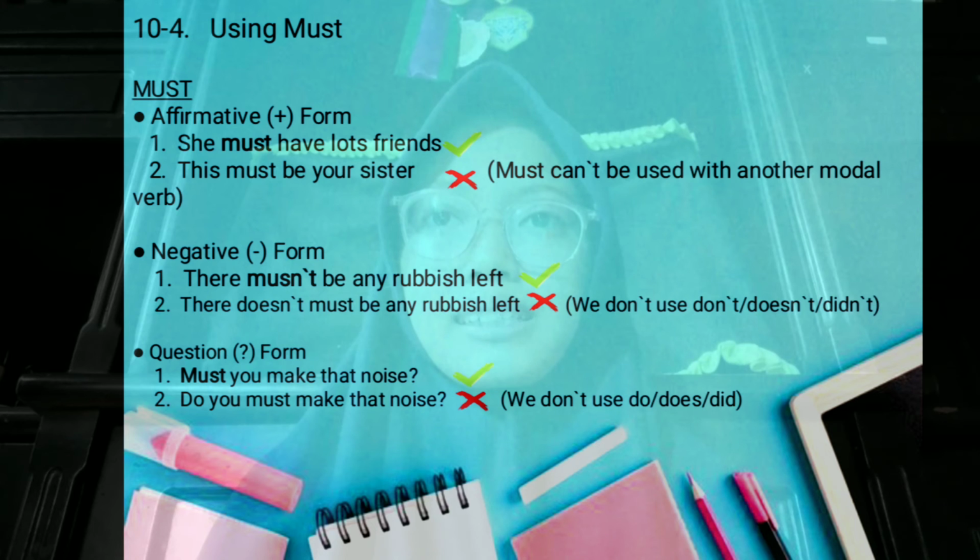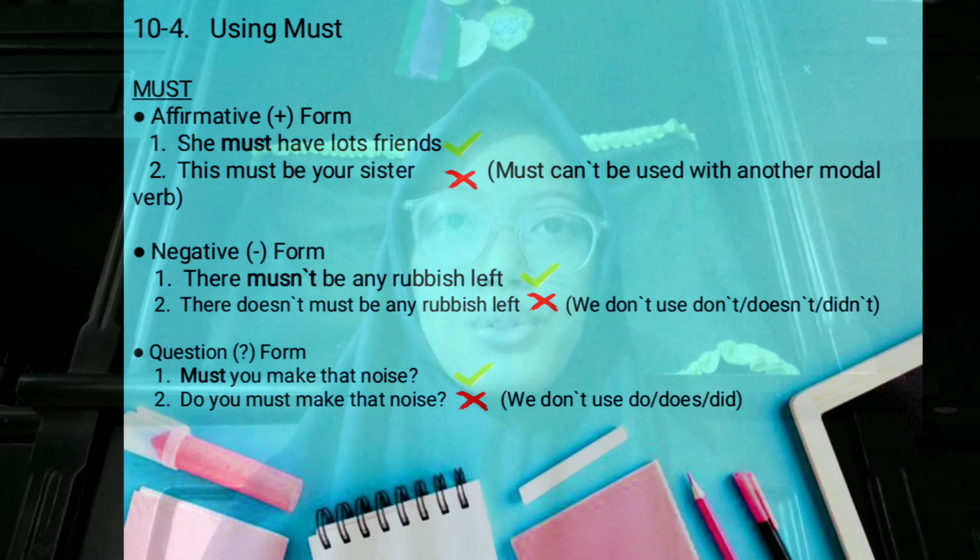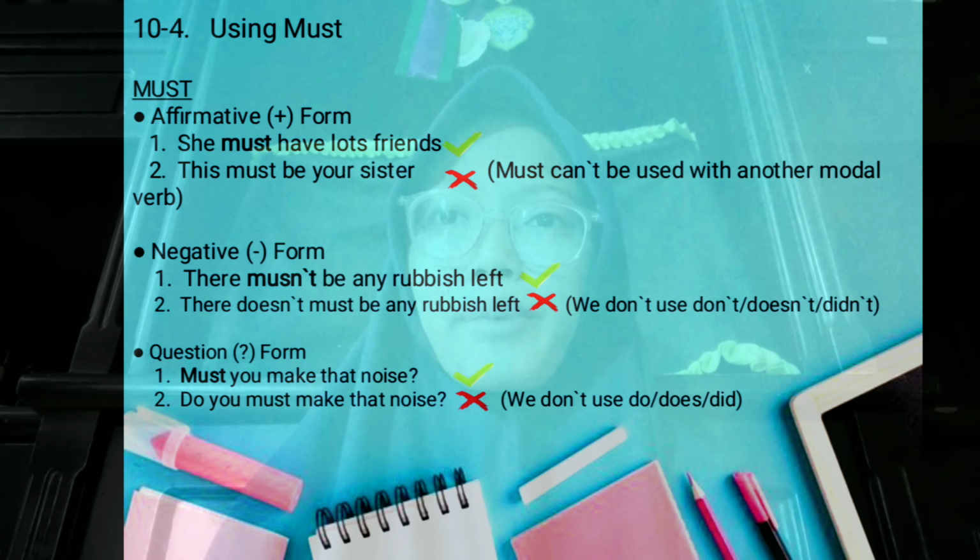1. There mustn't be any rubbish left. 2. There must be any rubbish left. Example number 1 is true, and example number 2 is false, because we don't use don't, doesn't, and didn't. Question form: 1. Must you make that noise? 2. Do you must make that noise? Example number 1 is true, and example number 2 is false, because we don't use do, does, and did.